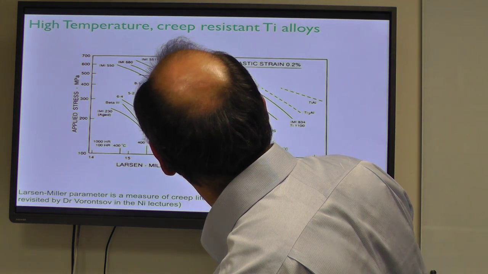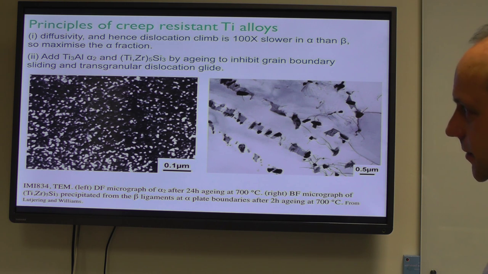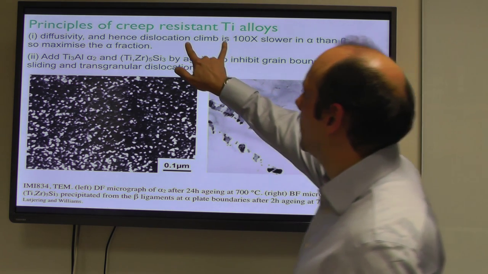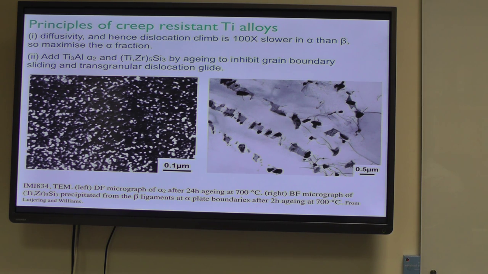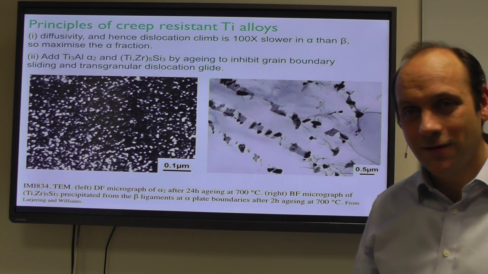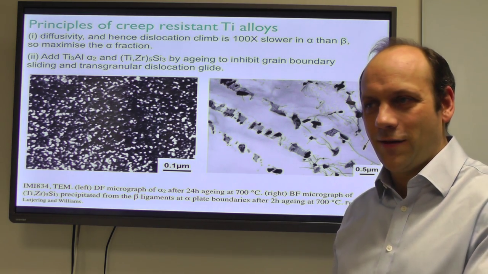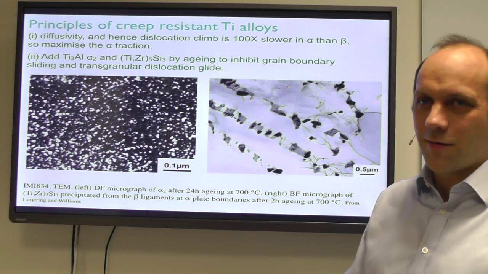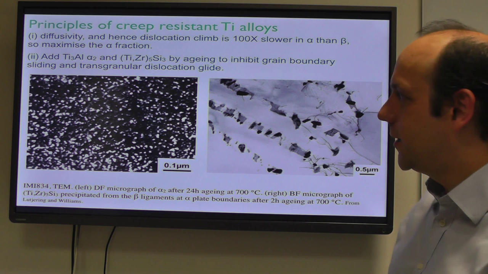Now, why the silicon in both 6242 and 834? There's really two things going on. As I say, the diffusivity is lower, so dislocation climb is slower, so you want to maximize the alpha fraction. And the other thing these alloys do is they have a lot of aluminium in, so they have a lot of alpha 2, and the alpha 2 phase has even lower diffusion rates, because now you can make wrong bonds, so you have to get them into the right bonds, so the dislocations have to go in pairs. Otherwise, you get antiphase domains and stuff like that.